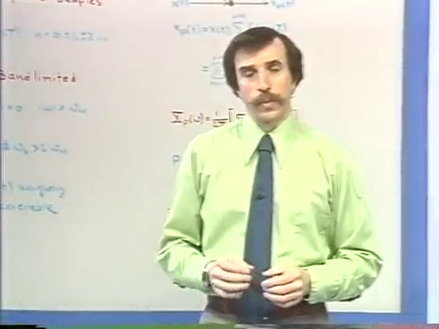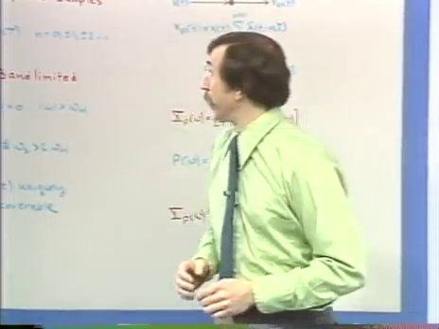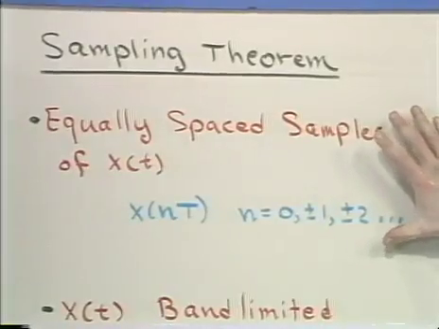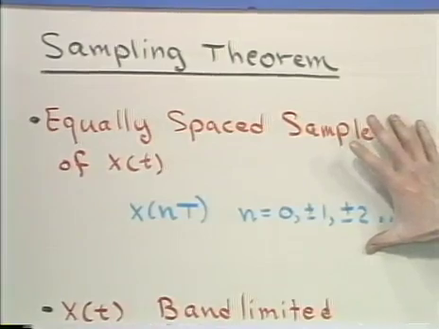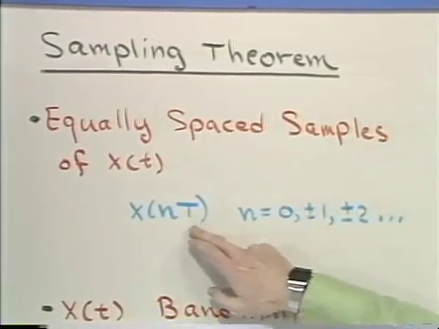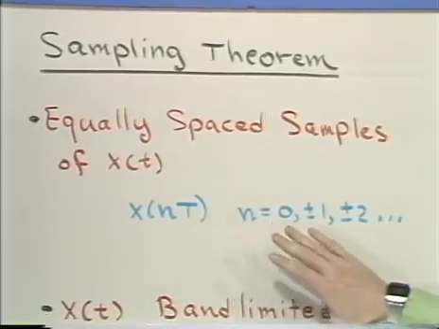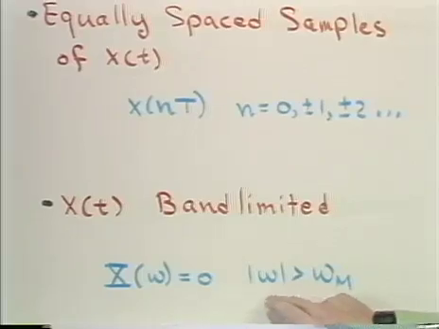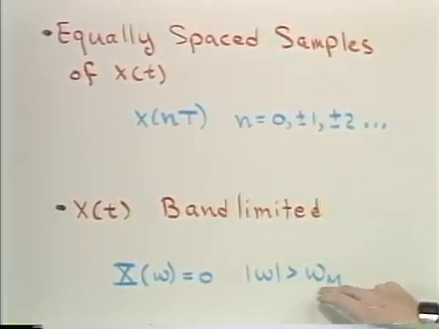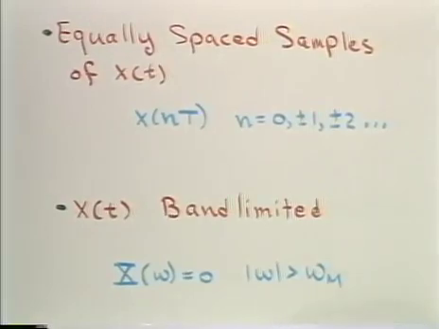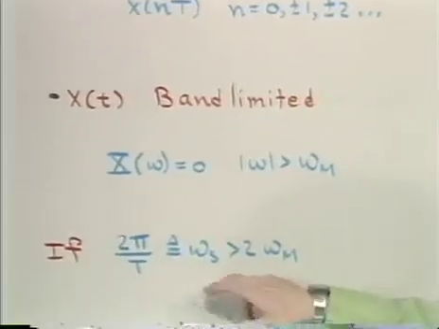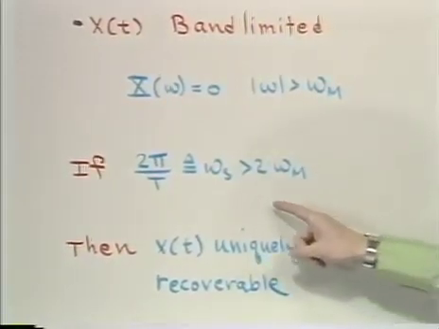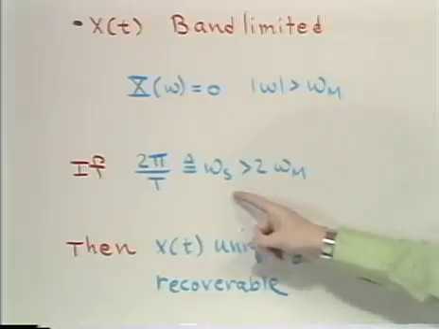We concluded the last lecture with the statement of the sampling theorem, and just as a quick reminder, the sampling theorem said that if we have a continuous time signal and we have equally spaced samples of that signal, sampled at a sampling period which I indicate as capital T, and if x of t is band limited, in other words, the Fourier transform is 0 outside some band where omega sub m is the highest frequency, then under the condition that the sampling frequency, which is 2 pi divided by the period, is greater than twice the highest frequency, the original signal is uniquely recoverable from the set of samples.